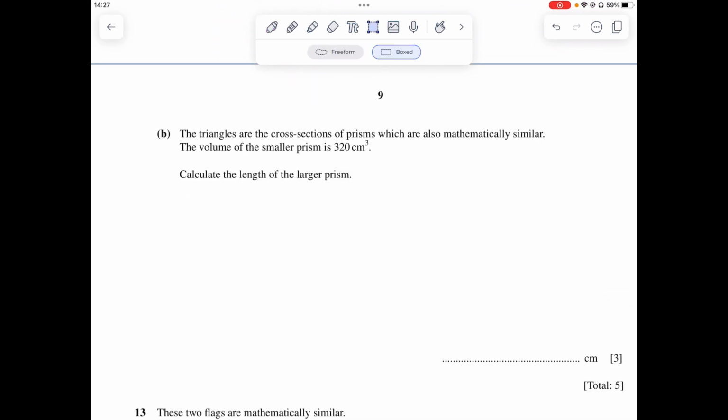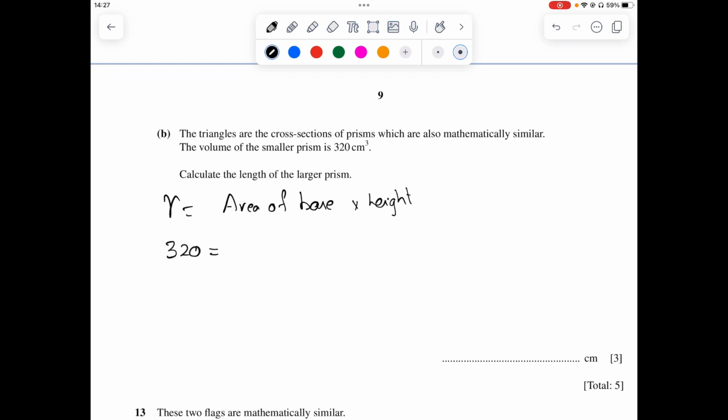Part B, the triangles are the cross section of a prism which are mathematically similar. The volume of the smaller prism is 320. So basically we know that volume equals area of the base times height. So what is the volume of the smaller one? 320. Area of the base is given as 16. So height of the smaller one should be 320 divided by 16, which is 20.